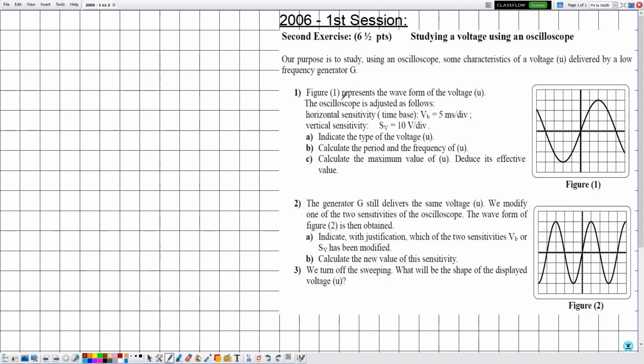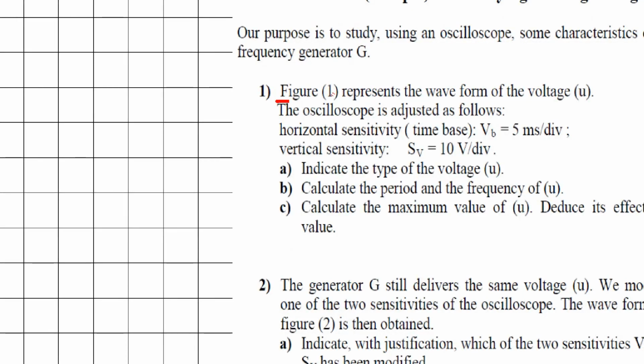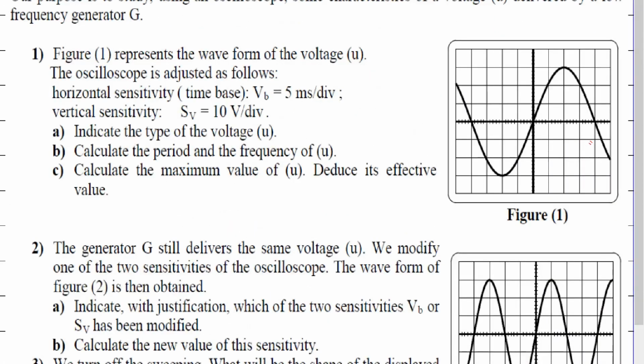Figure 1, they mentioned figure 1, then now we can use it. It represents the waveform of the voltage U. The oscilloscope is adjusted as follows. The horizontal sensitivity is given by Vb is equal to 5 milliseconds per division.